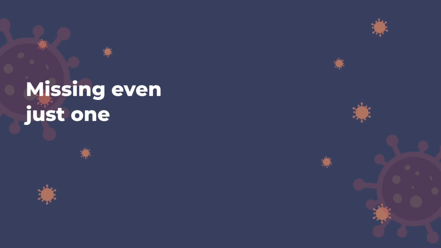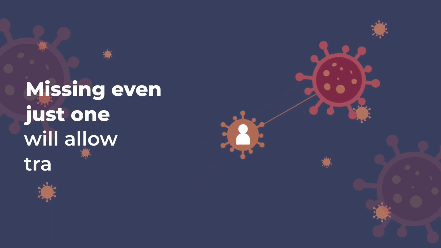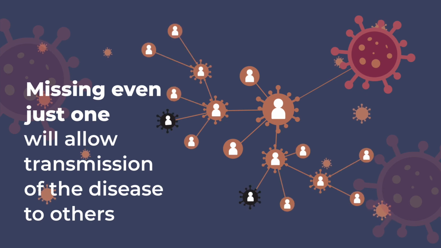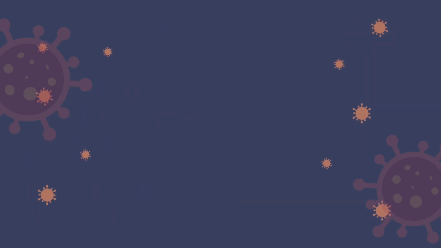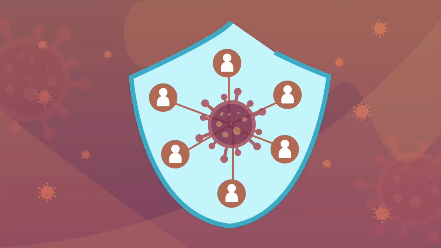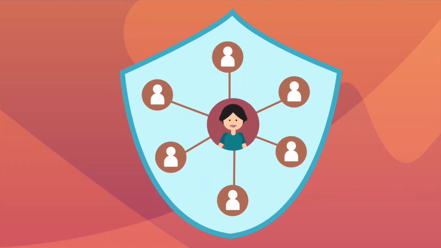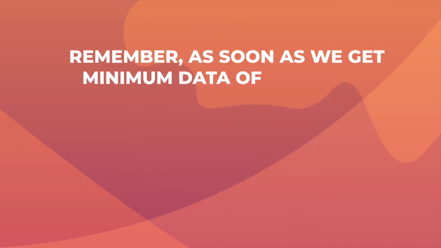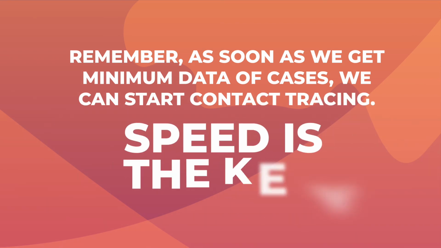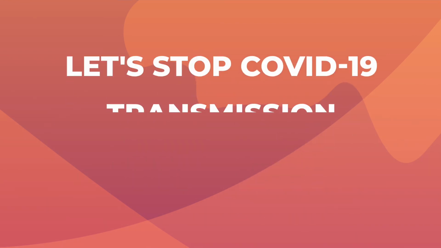Missing even just one case from close contacts will allow transmission of the disease to others, resulting in more cases and lives lost. Contact tracing is an important public health intervention to effectively prevent large-scale community transmission. Remember, as soon as we get minimum data of cases, we can start contact tracing. Speed is the key. Let's stop COVID-19 transmission now.